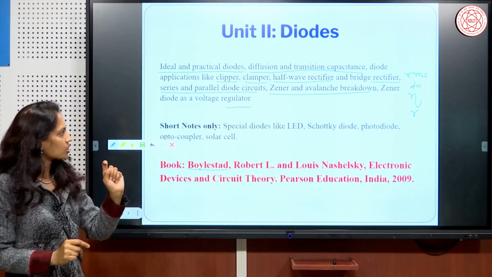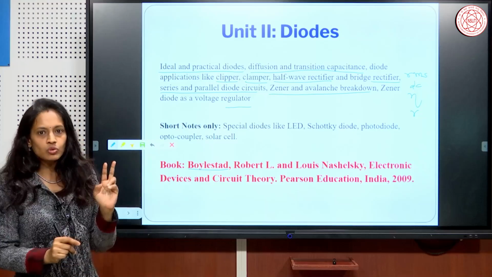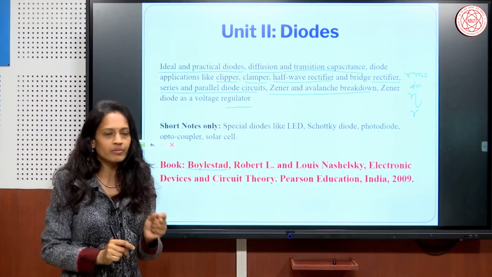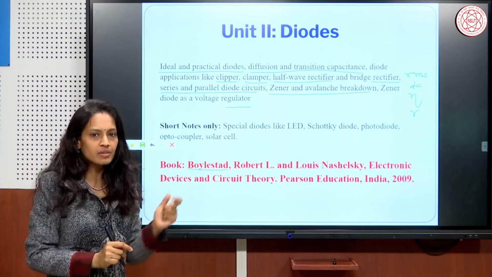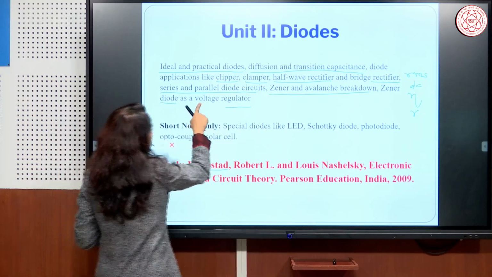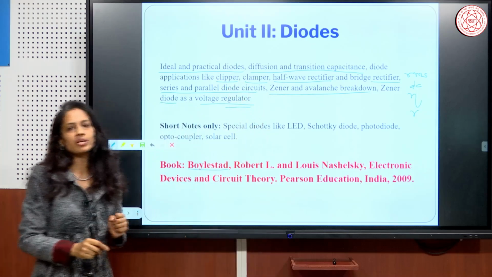Zener and avalanche breakdown, these are the two breakdowns. This you should know as theory: when your Zener breakdown occurs and when your avalanche breakdown occurs, and what is the phenomenon behind them. Then finally coming to Zener diode and Zener diode as a voltage regulator.